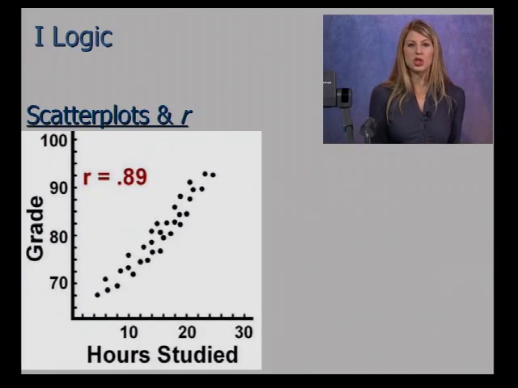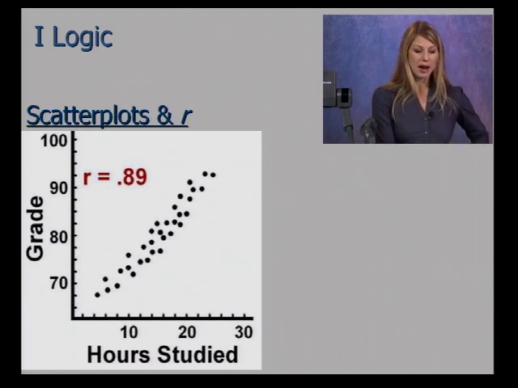Here's another example of a positive correlation. Hours studied for an exam and grade on the exam. It's not a perfect relationship, but it looks like the more someone studied, the higher their score was on the exam. The less they studied, the lower their score on the exam.